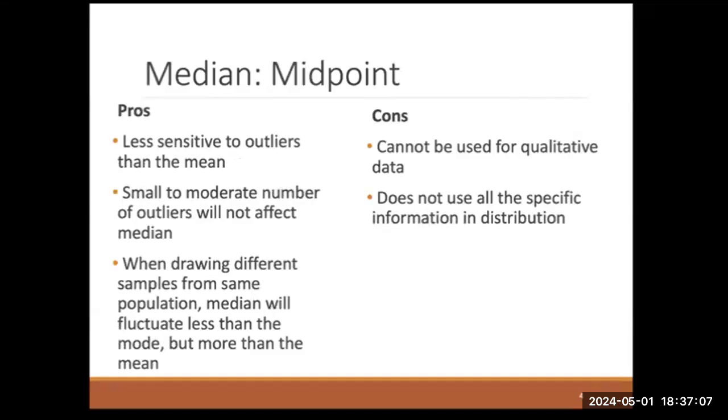And when you draw samples from the same population, it's going to fluctuate less than the mode, but more than the mean. Similar to the mean, you cannot use this for qualitative data. So it cannot be used for nominal or ordinal data. And it doesn't use all the information in the distribution because it's only looking at the midpoint.